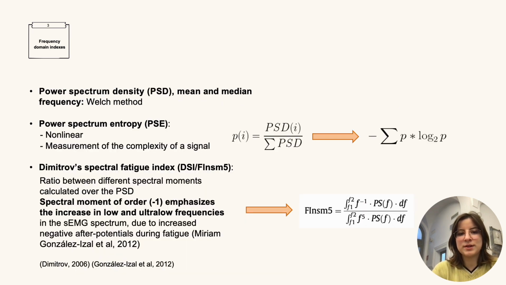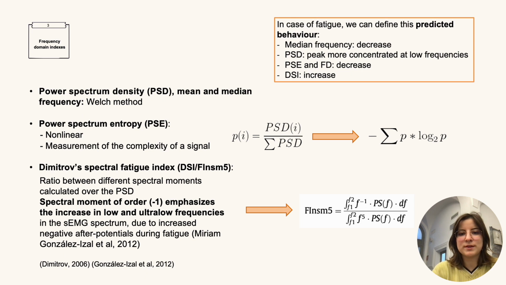These are frequency domain indexes we computed. Due to fatigue, PSD is supposed to shift towards lower frequencies, and the PSE and median frequency should decrease. DSI is instead supposed to increase with fatigue.